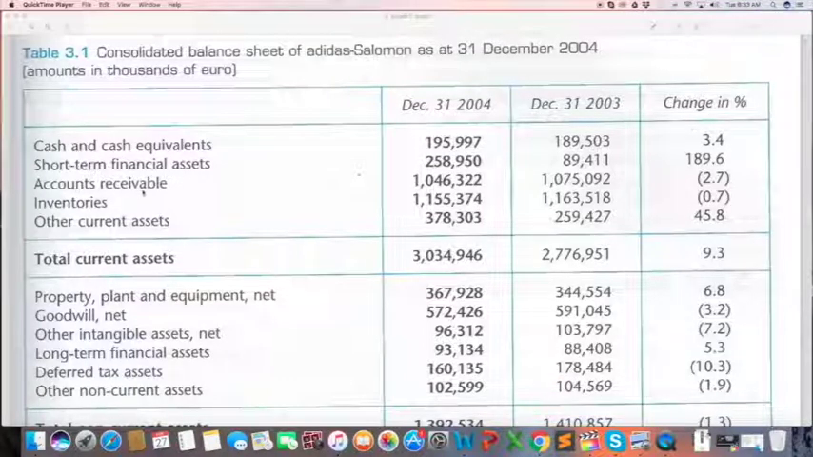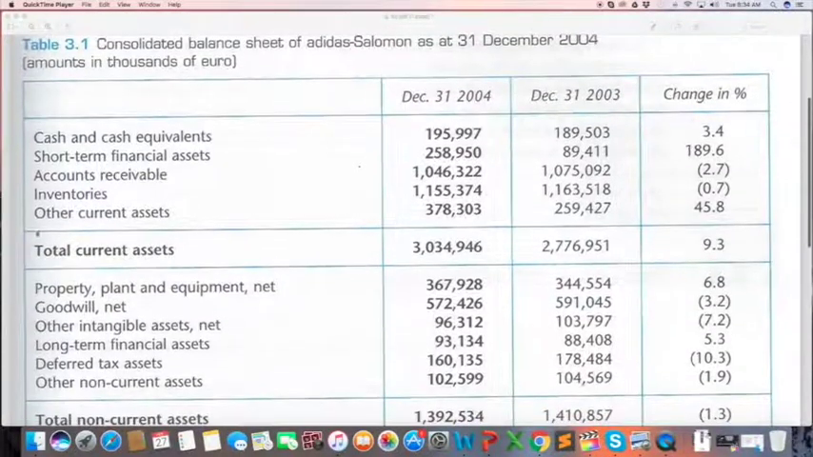Accounts receivable, same term we used. Inventories, same term we used also. Other current assets. And then in the end here we have the total current assets.